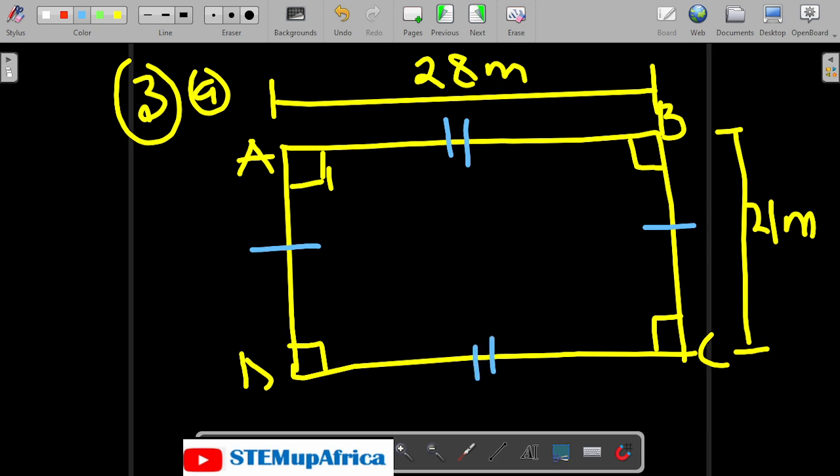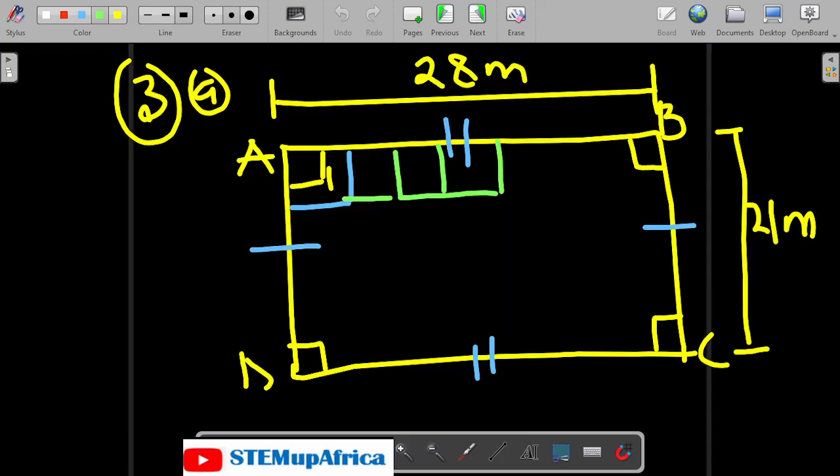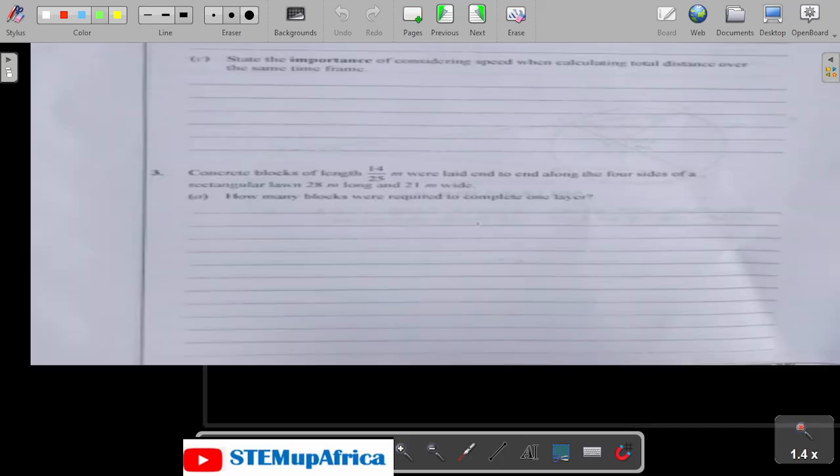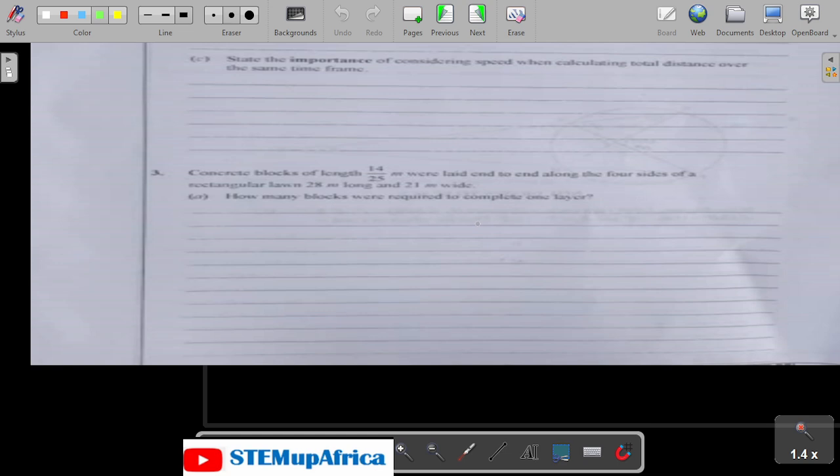Under here, they lay different blocks on it throughout the lawn. Say how many blocks were laid to complete the layer. So let's see the number of blocks laid. If a block has a length of 14/25 meters, the length of this block is 14/25 meters.